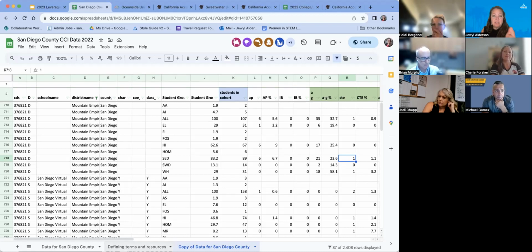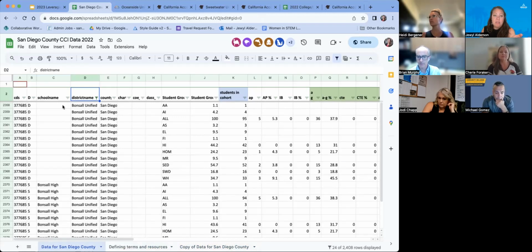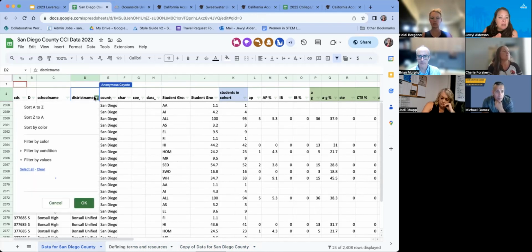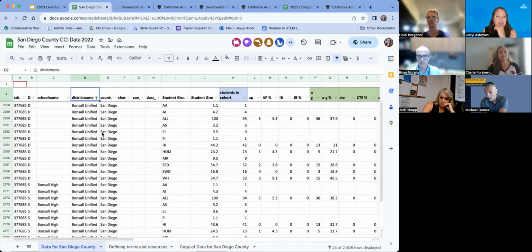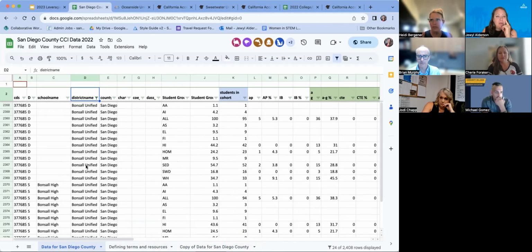So you can also go and say, what does everything stand for, right? Socioeconomically disadvantaged, English learner, students with disabilities. I have that here. But this is where you can go through and see your own district, and then by school, right? Oh, so someone else has pulled, I see. Yeah, Bonsall has pulled yours. Maybe we need a new tab for each person, because every time you filter it, it filters for everyone.